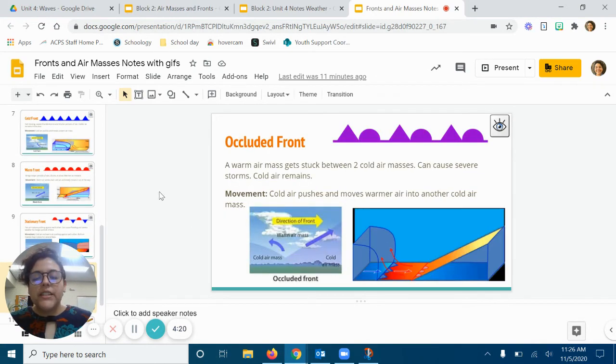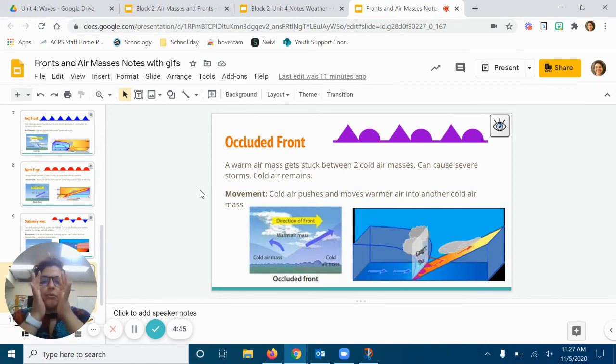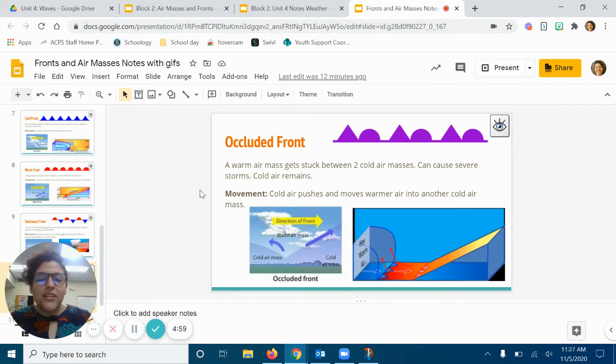Our last type of front is the occluded front. This symbol is purple and has triangles and the half circles. So an occluded front is a warm air mass getting stuck in between 2 cold air masses. And this can cause severe storms. So think about it is that there's warm air in the middle and 2 cold air masses come and just kind of bully that warm air in the middle, and that can cause really severe storms because of that tension between cold and warm air hitting each other.